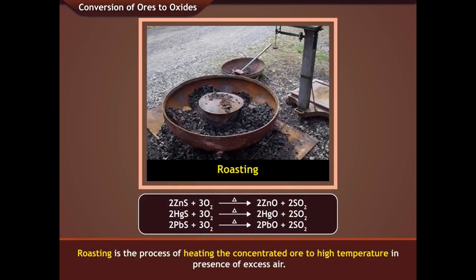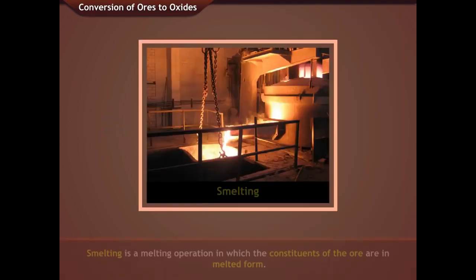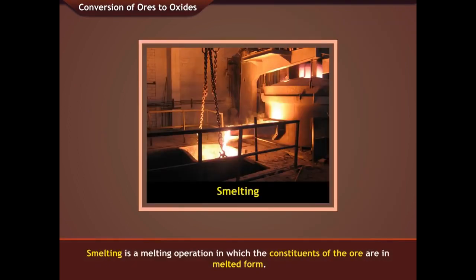Roasting is the process of heating the concentrated ore to high temperature in presence of excess air. Calcination is the process of heating the concentrated ore in absence of air at a temperature not sufficient to melt the ore. Smelting is a melting operation in which the constituents of the ore are in melted form.